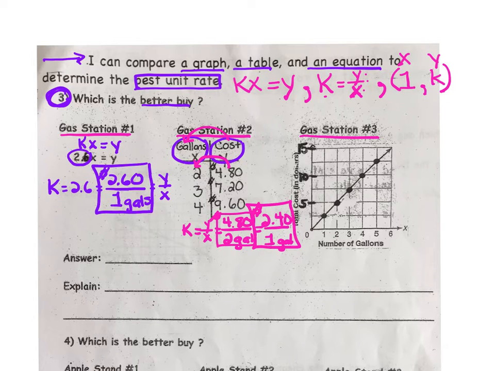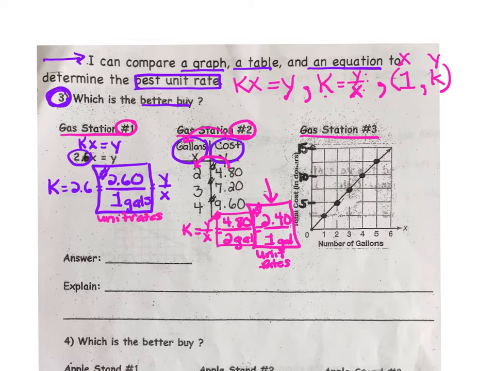That's your unit rate. And if you compare that to gas station number 1, clearly, right now, gas station number 2 at $2.40 per 1 gallon is the cheaper gas. But in order to make that comparison, we had to get unit rates in each case. Now let's check gas station number 3.